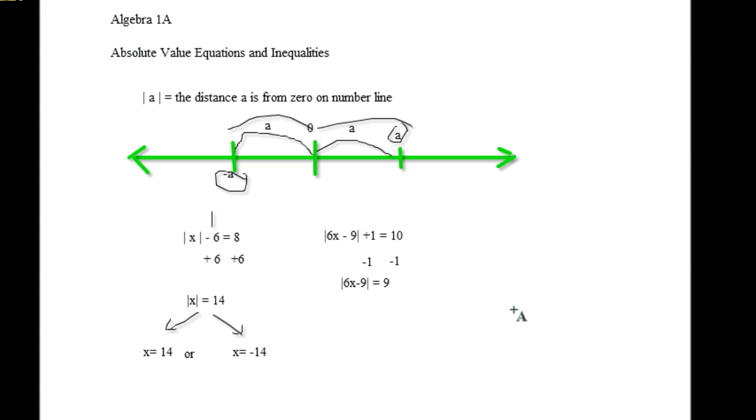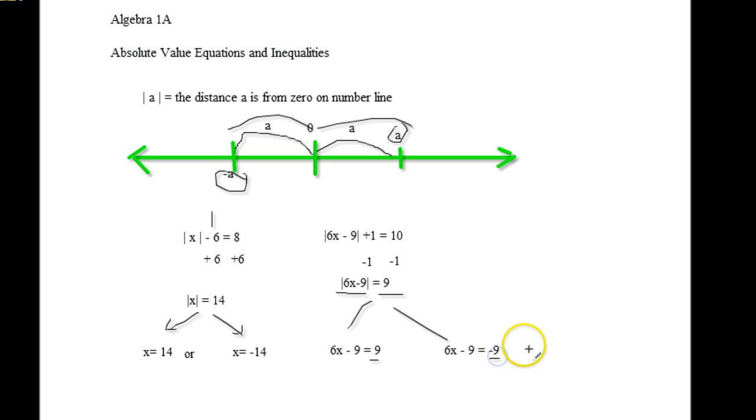So what you have to do is ask yourself, okay, I need to subtract 1 from both sides because then there's a number whose distance from 0 is 9. And I'm going to find that number. Alright, so that's where this comes from. And then what you do is you split it apart into two parts. So we got 6x minus 9 equals 9. And we got 6x minus 9 equals negative 9. Okay, now if you notice, the only thing I've changed is the number on the right-hand side.